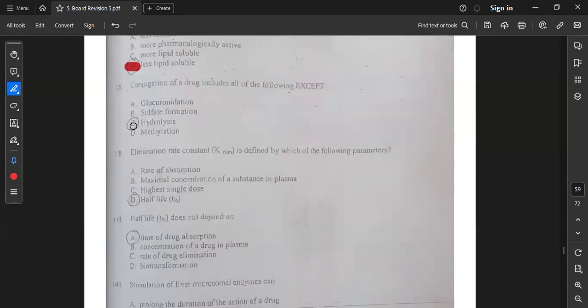Conjugation of a drug includes all the following except glucuronidation, sulfate formation, hydrolysis, or methylation. Yeah, I also agree with Shirina. Anyone else with another opinion? We also talked about phase 1, phase 2 in the morning.